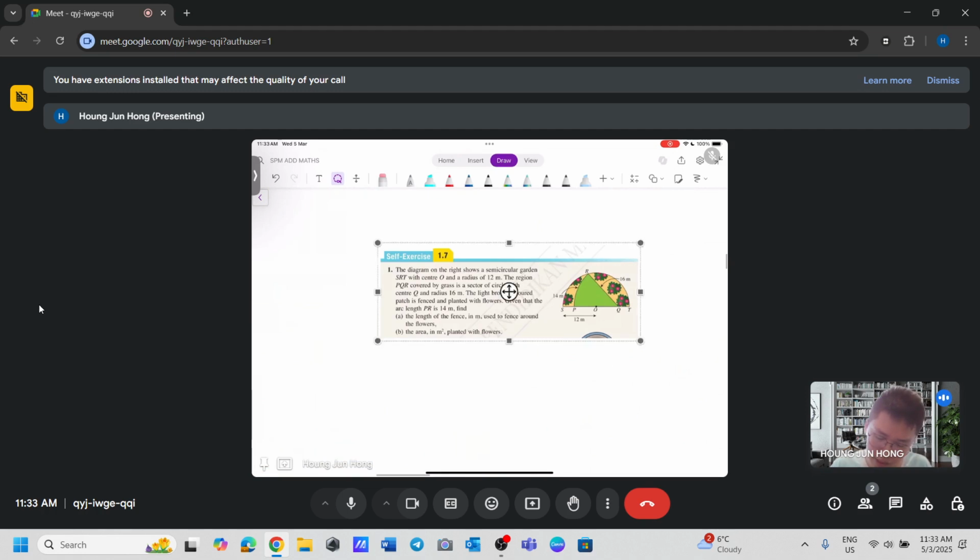This is again from the textbook itself, exercise 1.7. Let me go through it quickly. I have not gotten back my calculator, but yes. Hold up, where's the question? I can't find it. Sorry, one moment. Self-exercise.